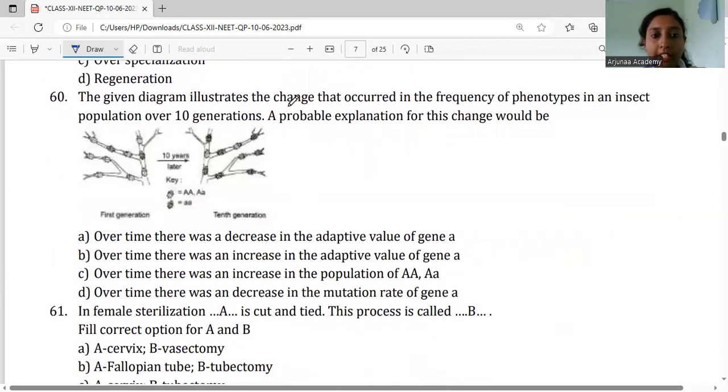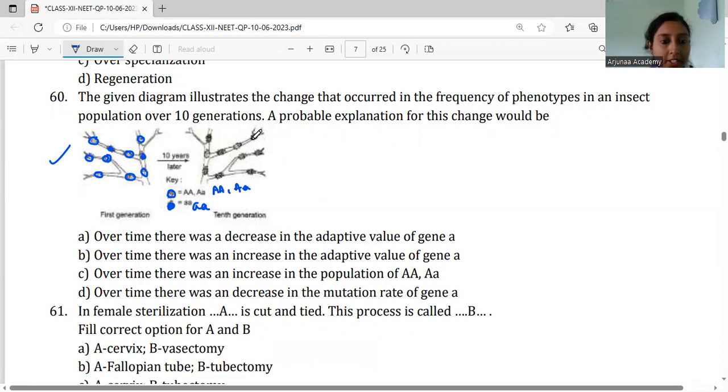The given diagram illustrates the change that occurred in the frequency of phenotypes in an insect population over 10 generations. What is a probable explanation? If you see in this picture, this completely dark one is small a small a. Only the circle is either capital A capital A or capital A small a. In the first picture, there is more of capital A capital A and capital A small a, right? Many of them are of that population. Only the least population of small a is left.